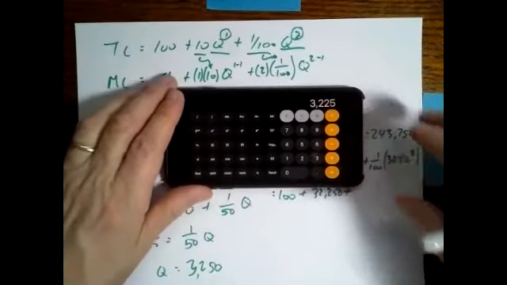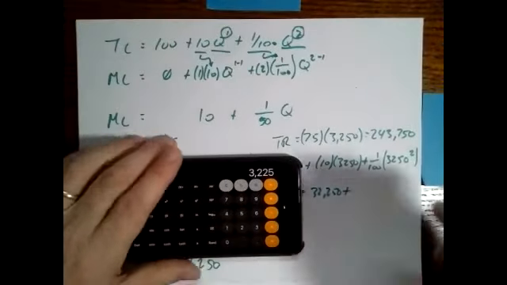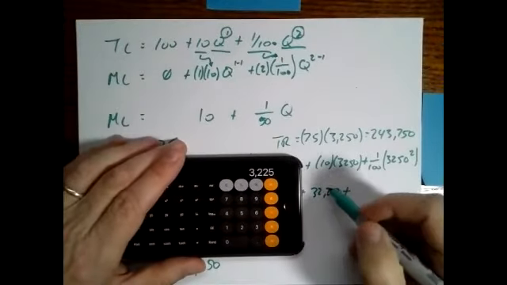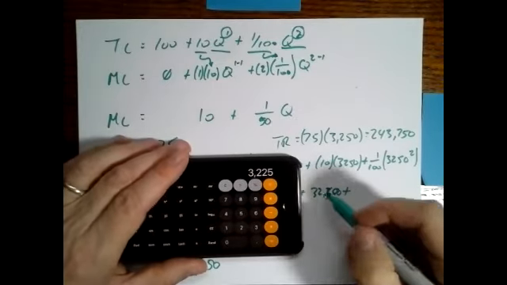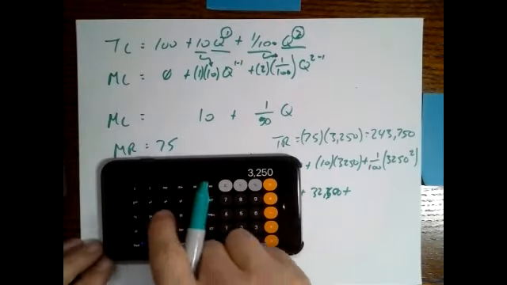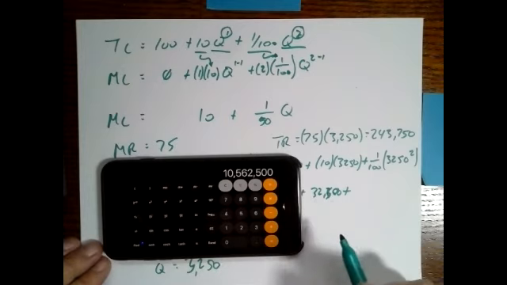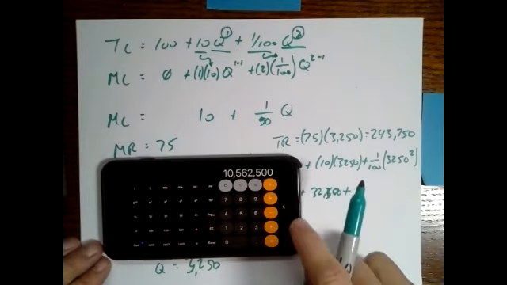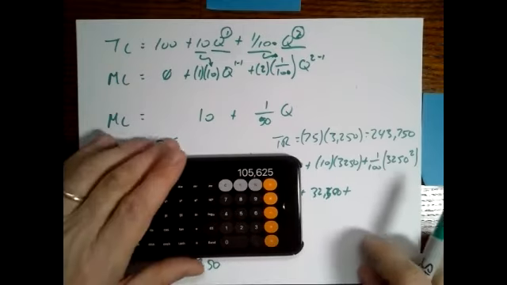It's not 2,250, it's 3,250. 3,250 squared is 10,562,500. But luckily we're taking 100th of it, so times 0.01 gives us 105,625.